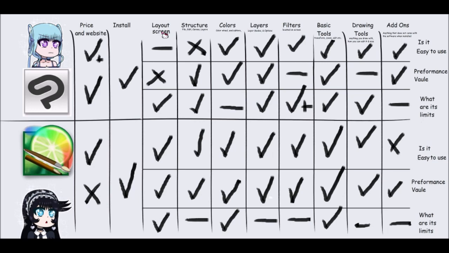Like if you want a star effect, you have to either make a star in Sai, or you have to open up Clip or some other kind of software to get a star, like the kind you see in nighttime skies. And then for add-ons, this is where Paint Tool Sai does not excel.